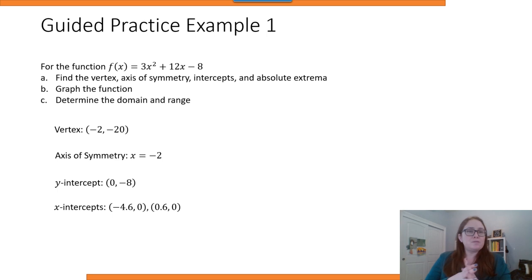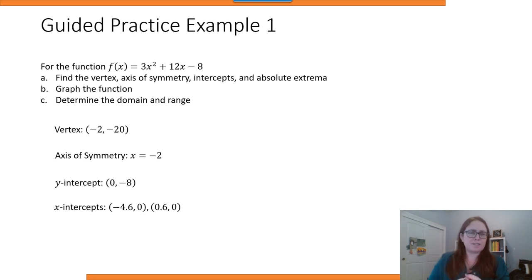Okay, so we found the vertex, the axis of symmetry, and all the intercepts. We still haven't talked about the absolute extrema, although it should be the vertex. It's just a matter of whether it's the min or max. So we're ready to start graphing this, and when we really graph it, we'll definitely be able to see whether that was a min or a max, and then we'll find that domain and range.